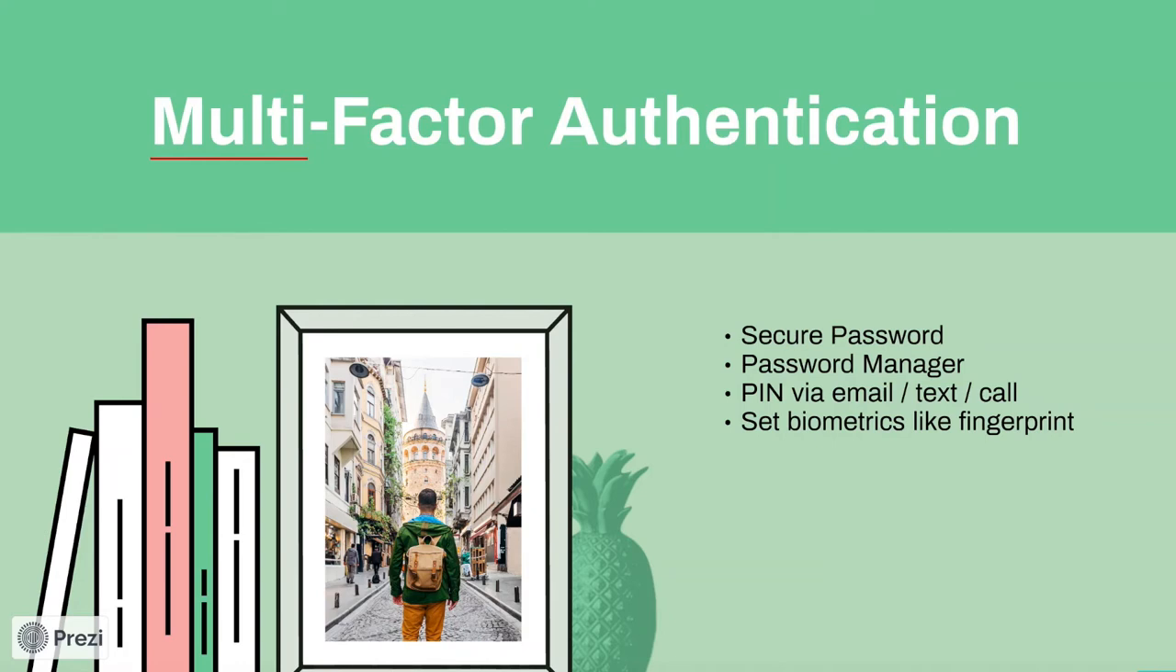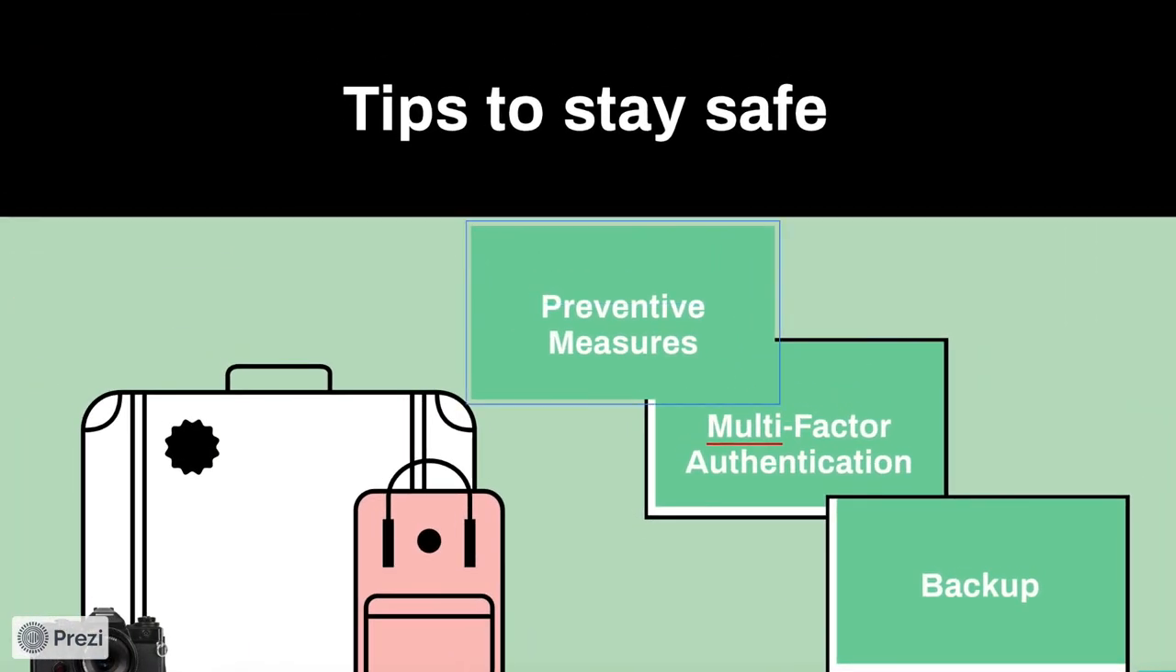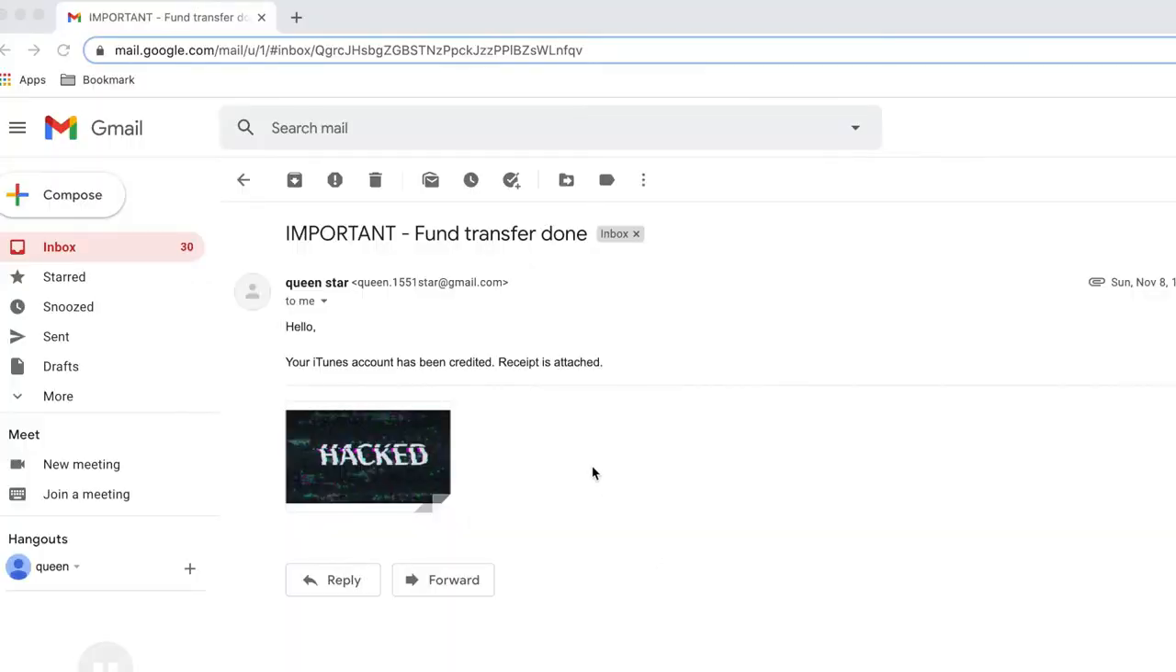What multi-factor authentication does is, it asks you for your password, and then it also sends you a PIN via email, text, or call. And until you have that PIN, you won't be allowed to access the account. So, in the scenario where your password gets stolen, it protects you. Similarly with biometrics, where you can use your fingerprint to open an account.